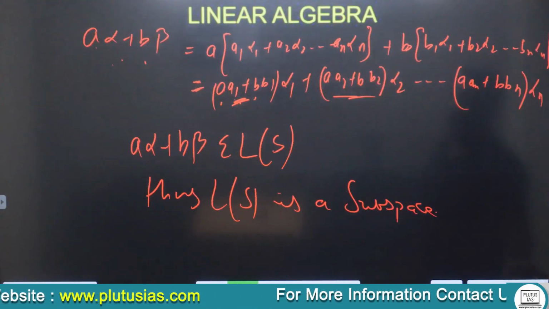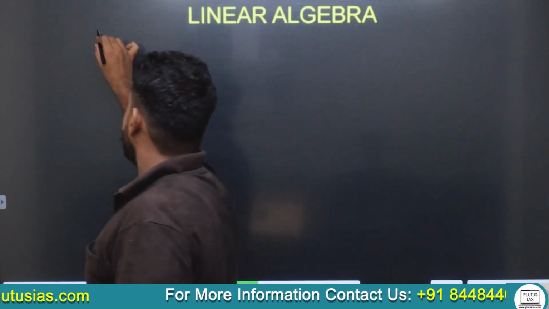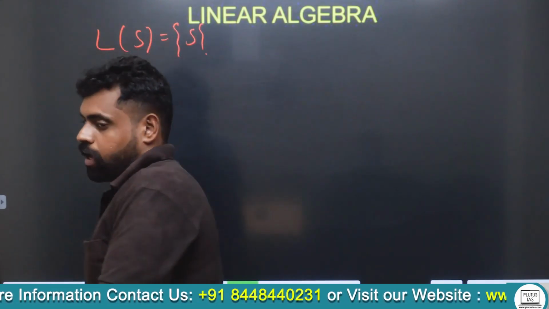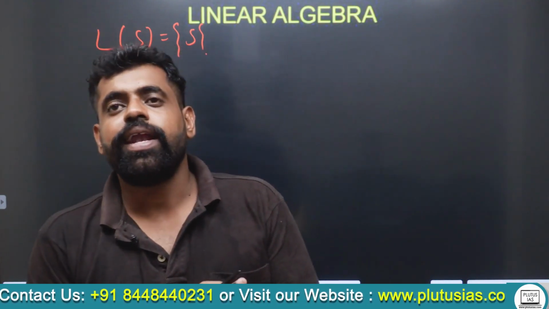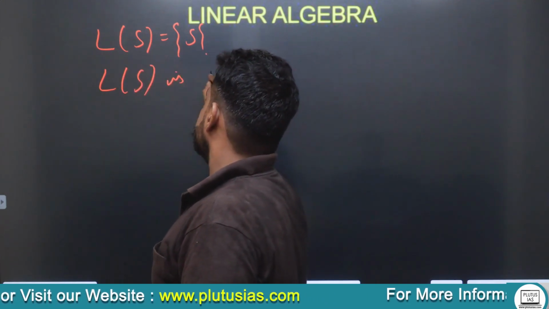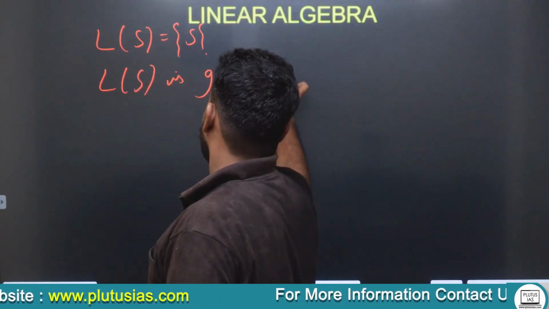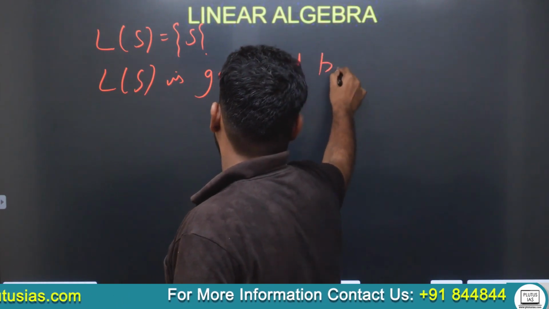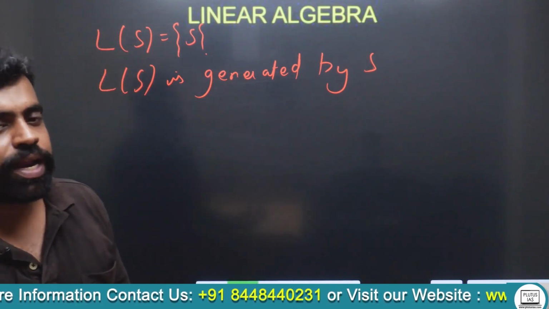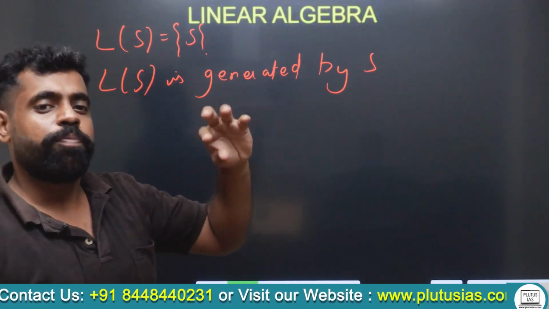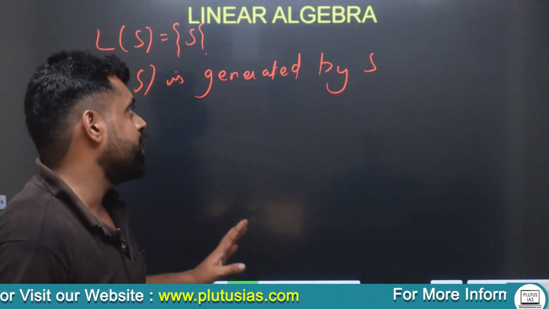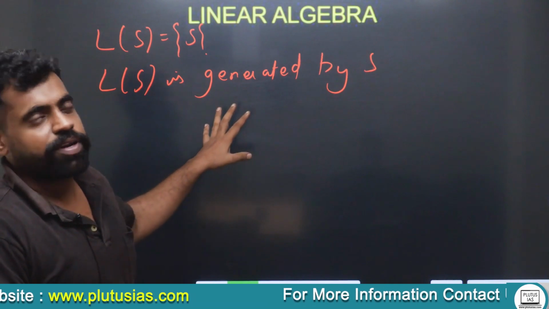It is written that L(S) is generated by S. Very important concept. This would help you in understanding the concept in modern algebra of prime ideals, maximal ideals, and principal ideals. For now, see what is happening.